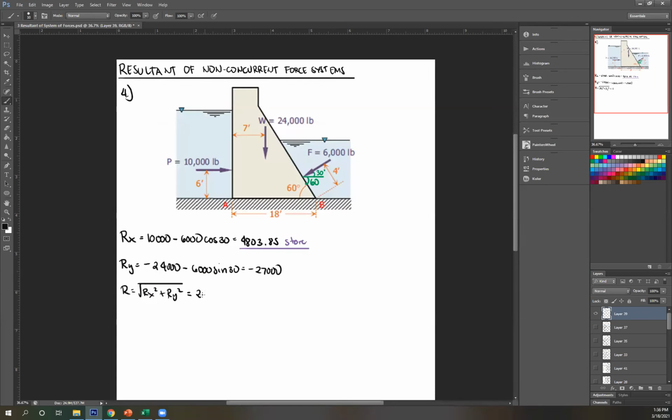27,424.02. So again, I don't have to store that. 27,000 pounds. Okay, so that's the magnitude of your resultant. Next, we'll take the theta. So that's just arctangent Ry over Rx.